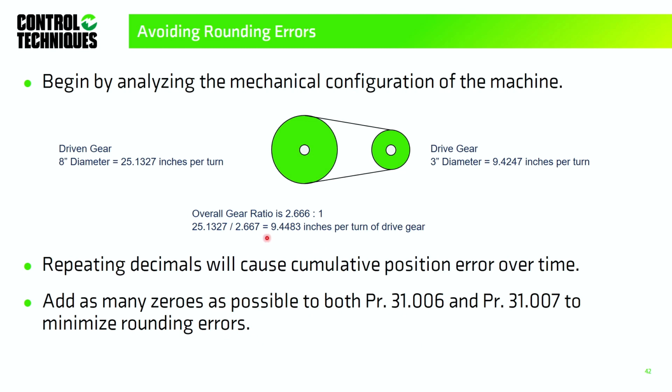Right? So if I had no decimal places and I turned this one time, the controller would throw out 0.4483 inches. And you can see if I moved it again, now I'm off by almost an inch. If I moved it again, now I'm off by over an inch. So you add zeros to this ratio to try to compensate, or use as many of those repeating decimals as you can. It's not going to fix it completely, but it will minimize the effect of the cumulative position error over time.